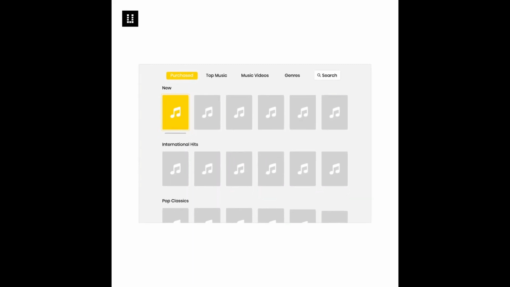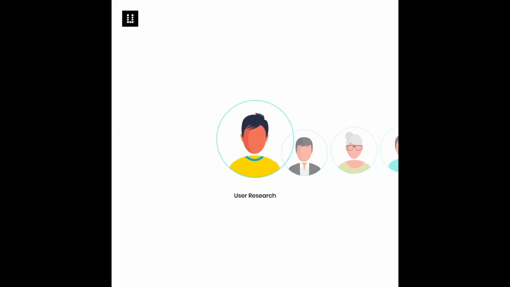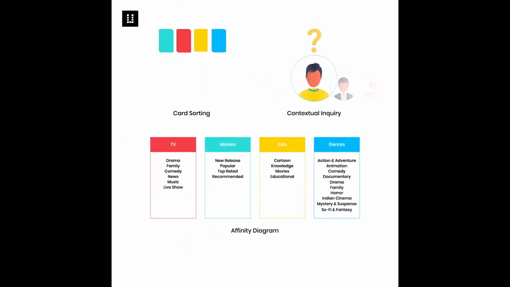A creatively designed navigation with breadcrumbs and search can enable easy access to even deeper drill downs of content. Number 2, categorization. When you rightly categorize and arrange content, it makes the design easy to use. For that, your categorization should be based on solid user research. Using card sorting, contextual inquiry, and affinity diagrams, you can accurately align content with users' mental model.